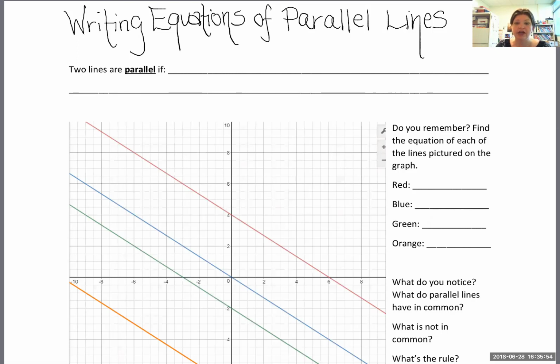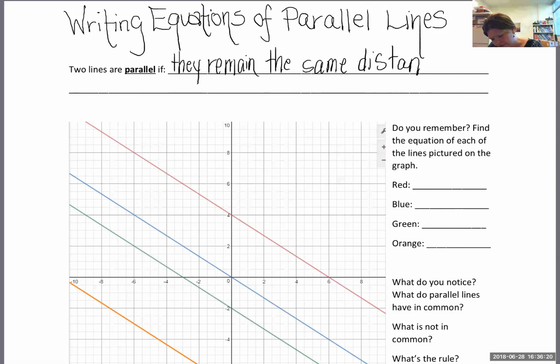So in order to do that, I've got to back up. We've got a vocabulary word that we just can't get around. We have to know what parallel means. Two lines are parallel if they remain the same distance apart no matter where you go or travel on the line. They're always the same distance apart. Another way to think about this is they never touch. You could continue these lines on and on forever and they'd never ever touch.